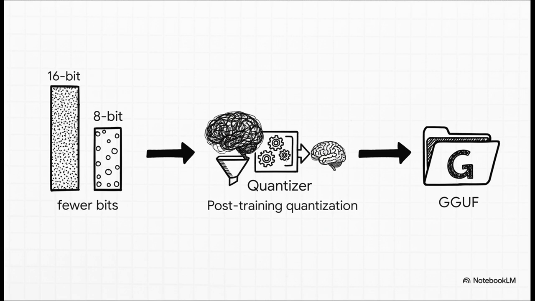And the best part is, the most common way to do this is something called post-training quantization. You just take a model that's already been trained and convert its weights. No need for expensive retraining. And if you're looking to get your hands dirty, you'll often find these models packed into a really popular format called GGUF, which is specifically designed to make running these efficient models on everyday computers super easy.